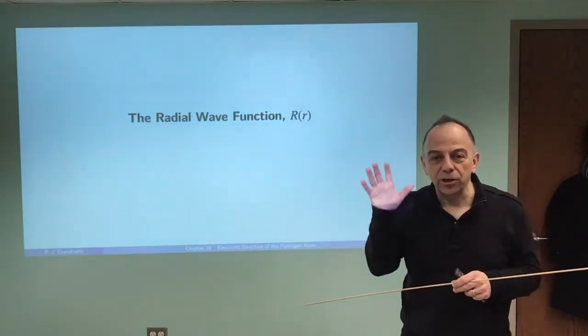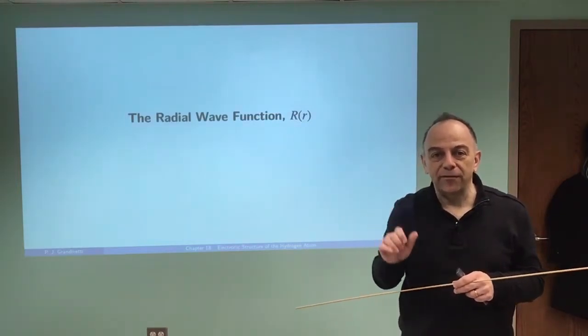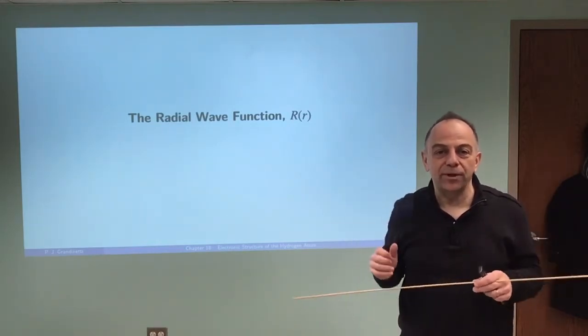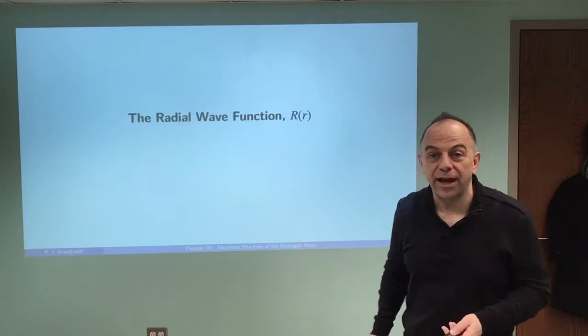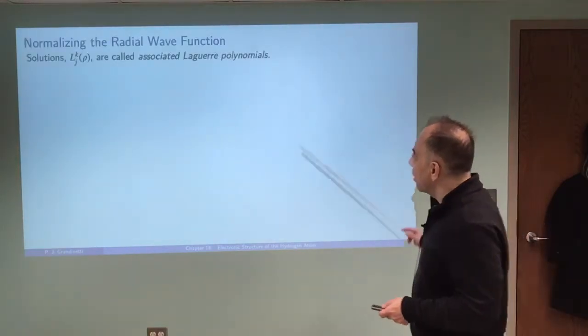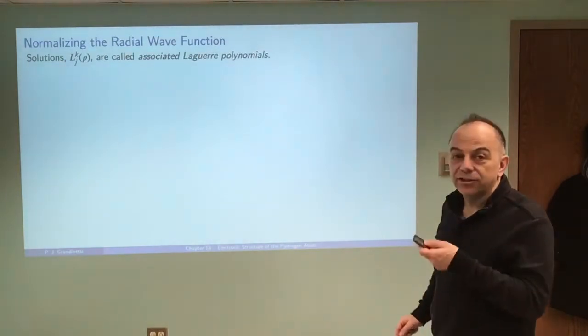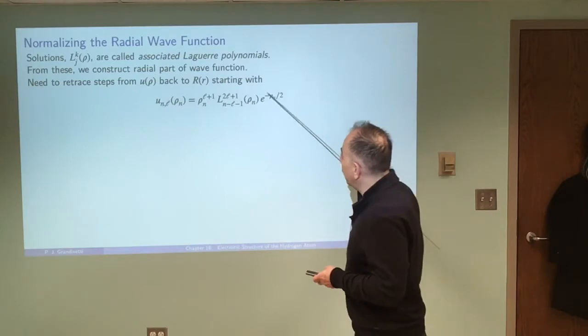So now we're going to look at that final part, the radial part of the wave function, and get it all normalized, put it together with the angular part, and look at the final solution for the wave function for the hydrogen atom. So, as I said, the solutions for the radial part involve these things called the associated Laguerre polynomials, and we will construct the radial part.